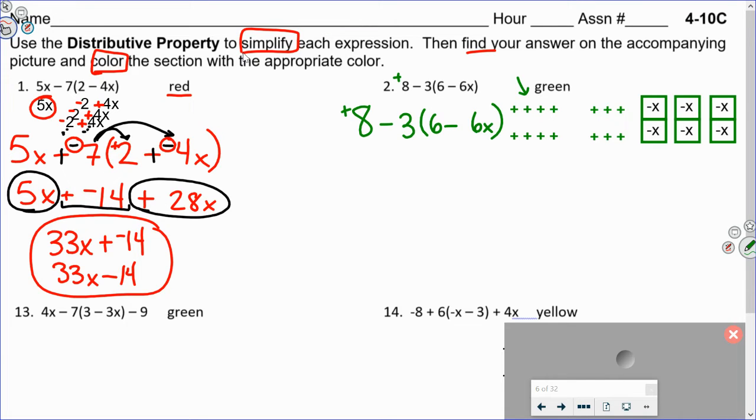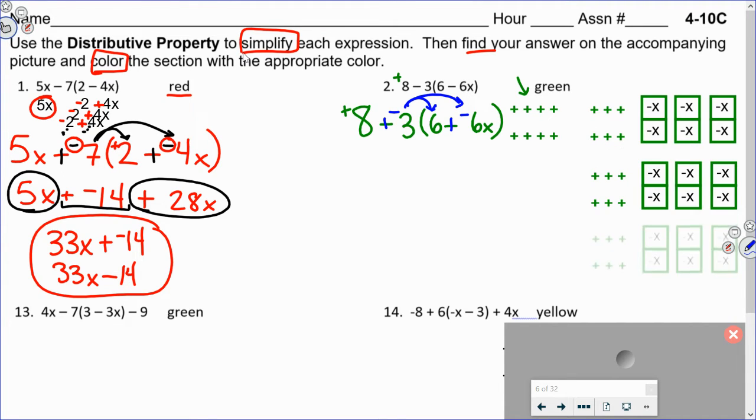So I myself will change subtraction into add the opposite. That just helps me. But remember, that's not 3. That's 3 groups of 6, and it's 3 groups of negative 6x's. So watch on the right side as I go ahead and copy those groups. There's 1 group, there's 2 groups, there's 3 groups. 3 groups of 6 is 18, 3 groups of 6x's, 18x's.